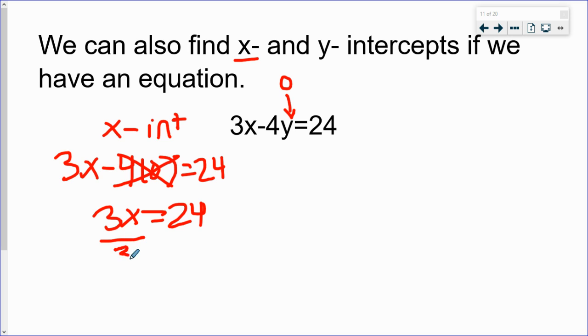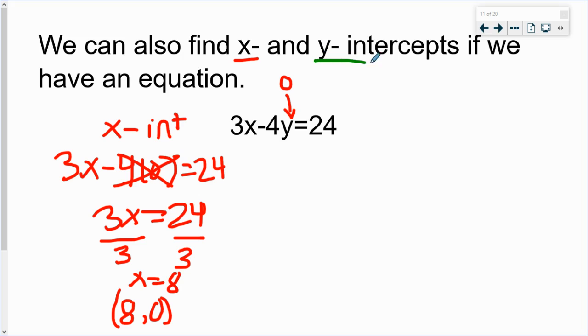When we divide both sides by 3, we get x equals 24 divided by 3, which is 8. So our x-intercept has an x value of 8 and a y value of 0.